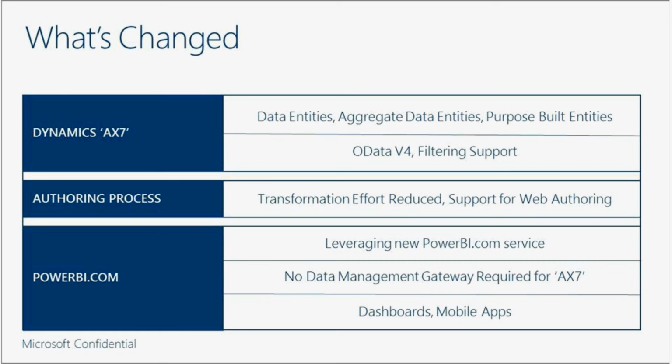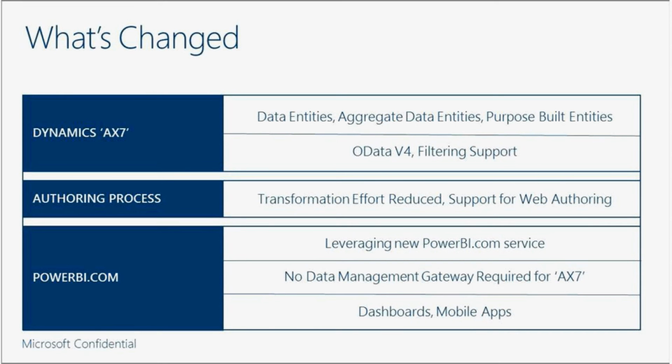On the authoring process, the two big areas are that our transformation effort has reduced, and that's largely because of the work we've done on entities. Because the column names are nicer and the data's cleaner, you don't have to go through that huge transformation exercise in Power Query anymore. And we've also introduced support for web authoring. We no longer require a data management gateway or access to the on-premise data, so end users can author directly online, connecting to the cloud data services.